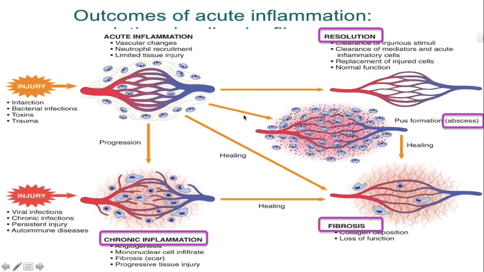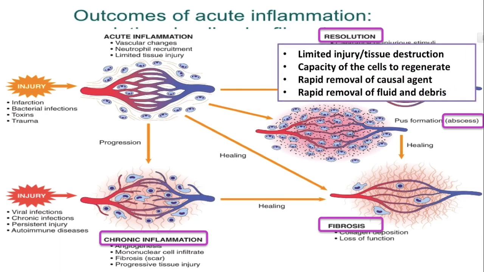of fibrosis, and you can see the connection between these outcomes. So they can directly go into complete resolution, they can progress into chronic inflammation, and they can also heal directly by fibrosis. And if the inflammation has become chronic inflammation, then healing will be by fibrosis. And if acute inflammation has formed a local abscess, it will also heal by fibrosis. So there is that interconnecting relationship between these outcomes.